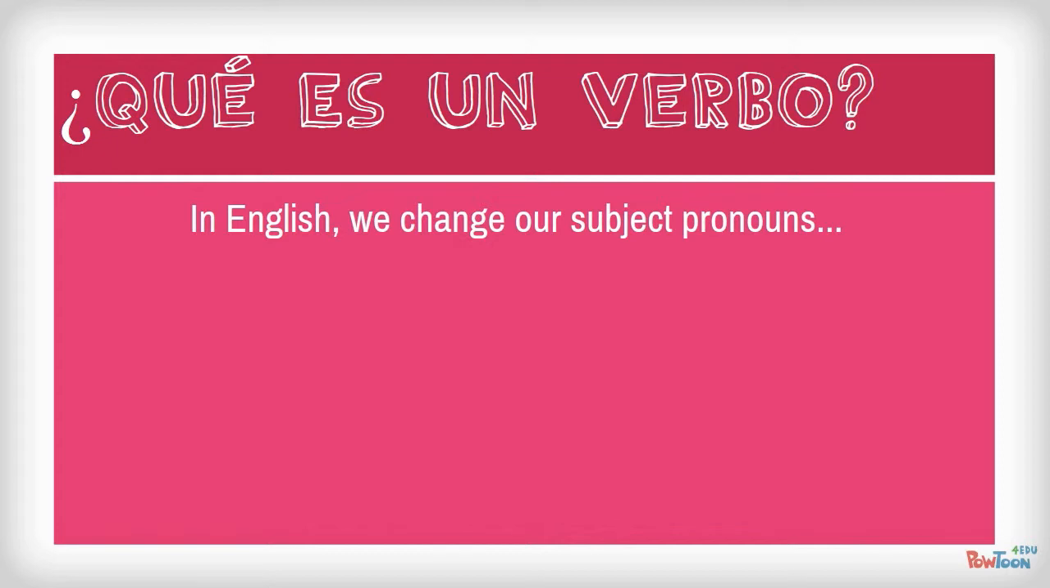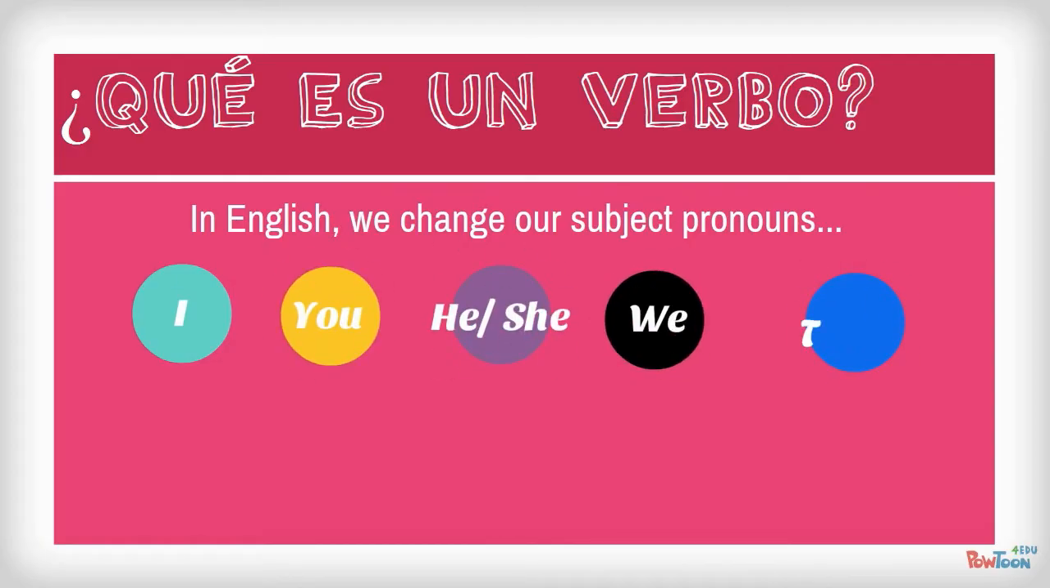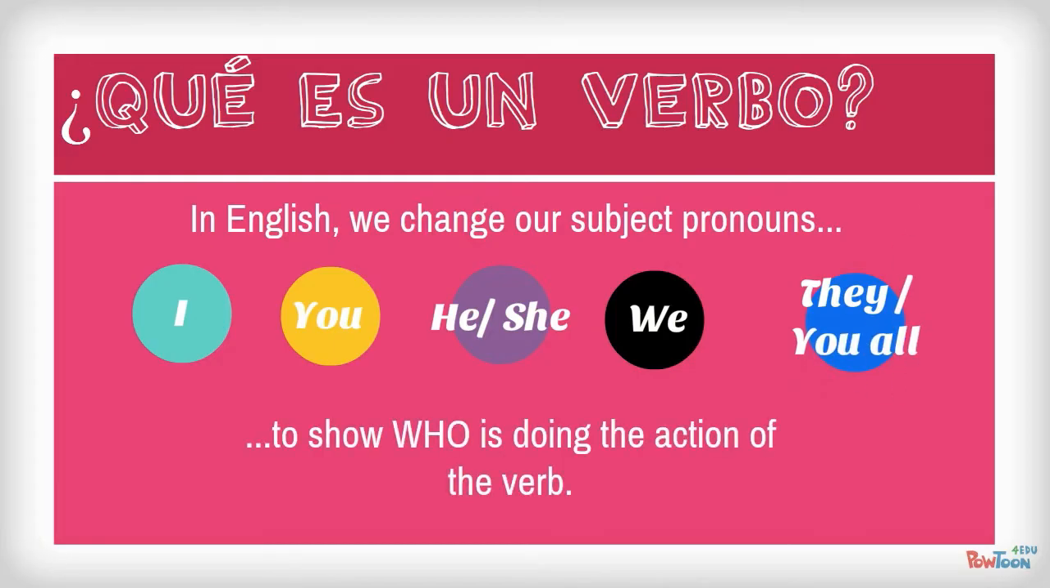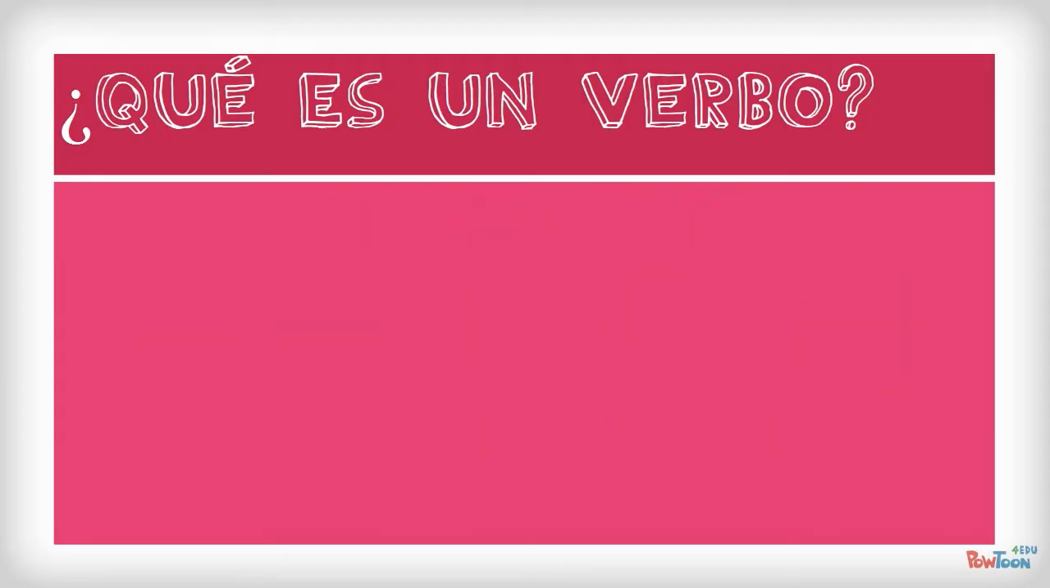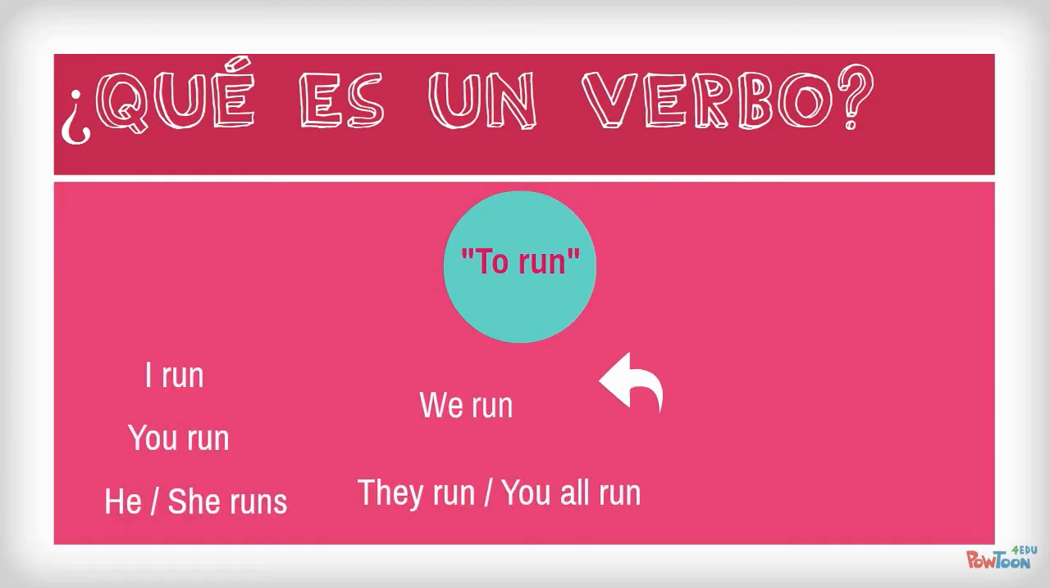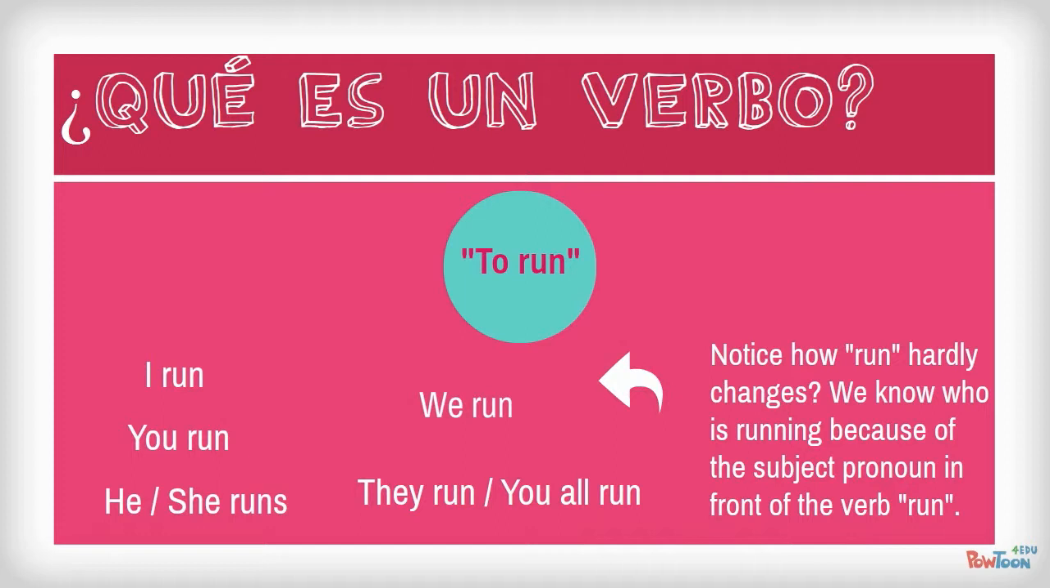In English, we change our subject pronouns, such as I, you, he or she, we, they or you all, to show who is doing the action of the verb. Let's look at the English verb run. Notice how run hardly changes. We know who is running because of the subject pronoun in front of the verb run.